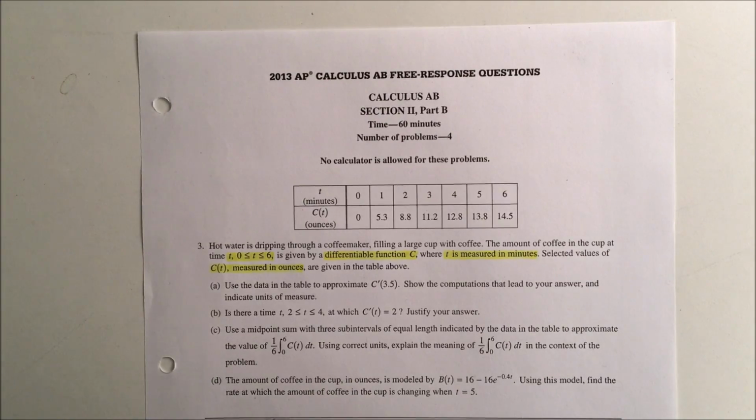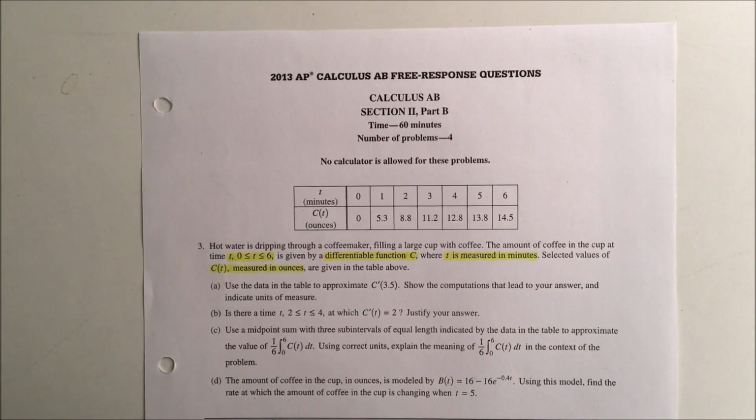A few things to notice in this problem include the specified time interval from 0 to 6 minutes, that c of t is a differentiable function, and the units of c of t and t. Now we can look at part A. It asks us to approximate c prime of 3.5.